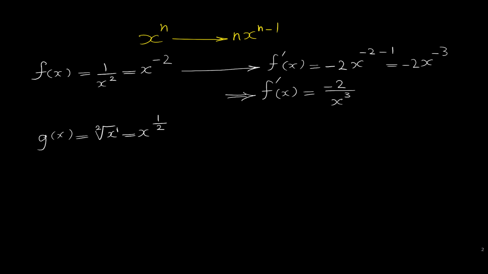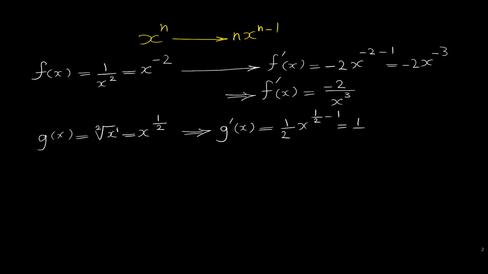And now we can use power rule to find the derivative of this expression. G prime of x, or derivative of this function based on the power rule, is 1 over 2 x to the 1 over 2 minus 1.